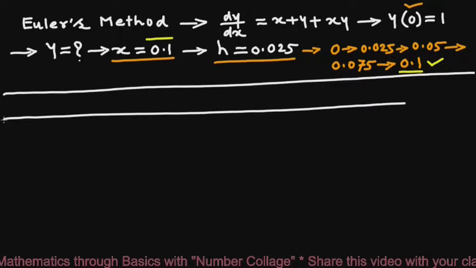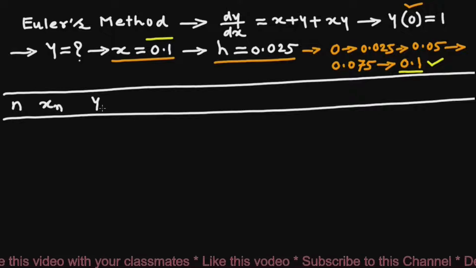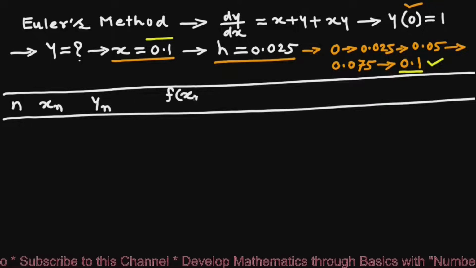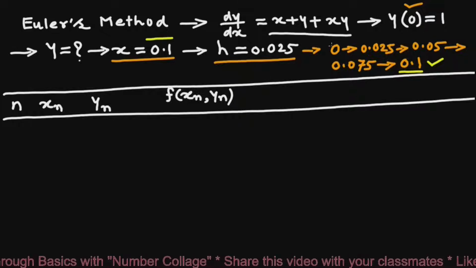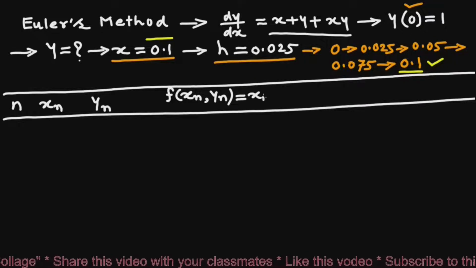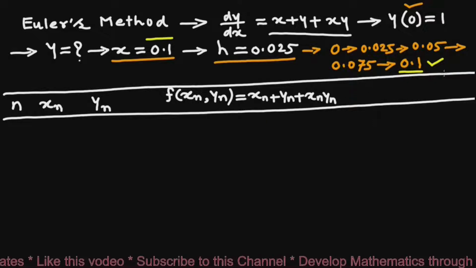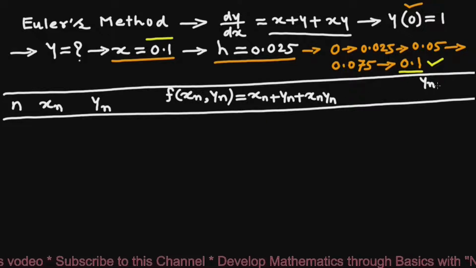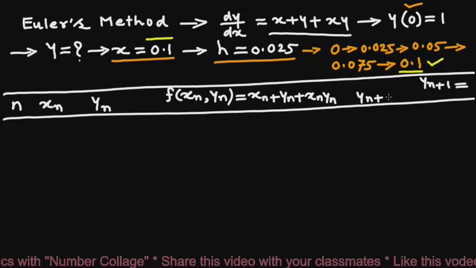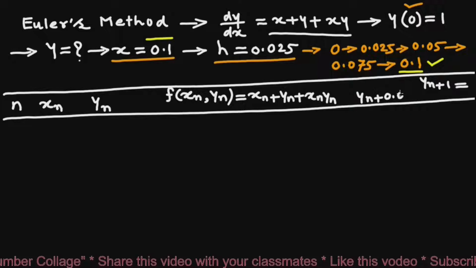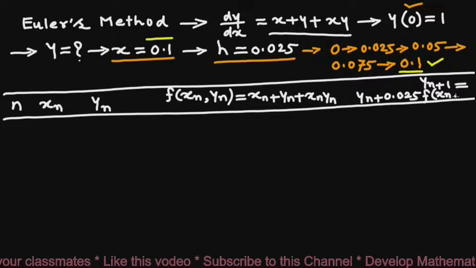So we make the columns of n, then xn, yn, then f of xn comma yn, which according to this will be xn plus yn plus xn yn, and yn plus 1 will be yn plus h, which is 0.025 times f of xn comma yn.